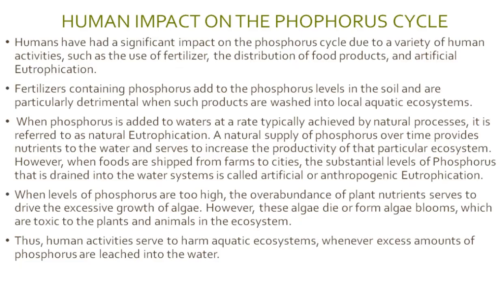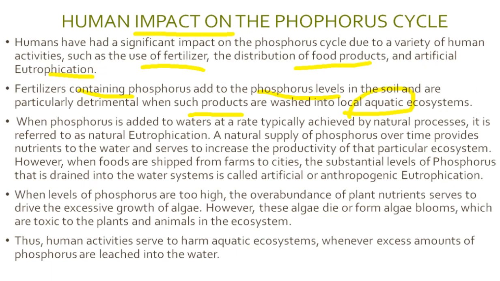So guys, this one is important. What are the human impacts on the phosphorus cycle? Humans have had a significant impact on the phosphorus cycle due to a variety of human activities such as the use of fertilizer, the distribution of food products and artificial eutrophication. Fertilizers containing phosphorus add to the phosphorus levels in the soil and are particularly detrimental when such products are washed into the local aquatic ecosystems.